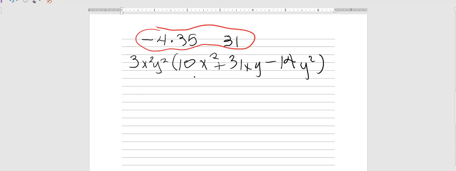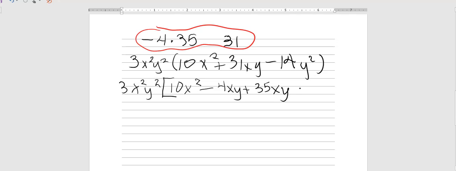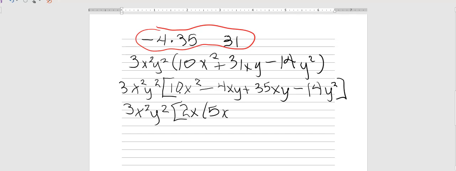So I'm going to use these two integers. Notice how I'm recopying the GCF. I'm going to use these two integers to rewrite 31xy as negative 4xy plus 35xy. And then I make no change to the 10x squared and the negative 14y squared. And now I'm going to factor by grouping. The GCF of 10x squared and 4xy is 2x. And that multiplies by 5x minus 2y to give me those first two terms back.